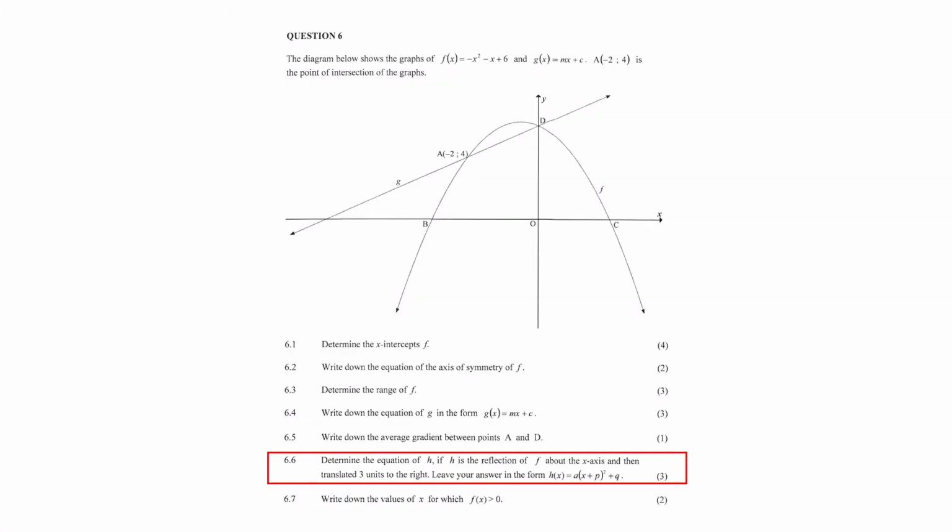The next question says, determine the equation of h if h is the reflection of f about the x-axis, and then translate it 3 units to the right. Leave your answer in the form h of x is equal to a into x plus p all squared plus q. So for this question, I'm going to use completing the square. I'll also link the completing the square video in the description so that you can just refresh your mind about how to complete the square. Anyway, and we do a lot more examples there.